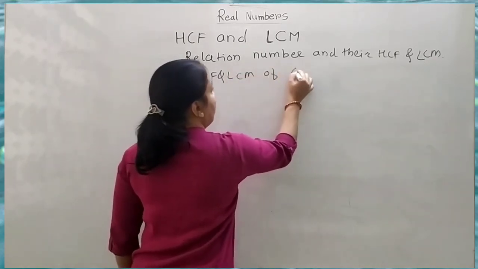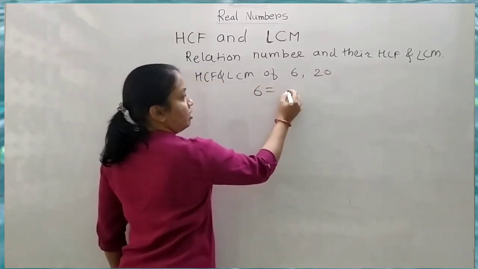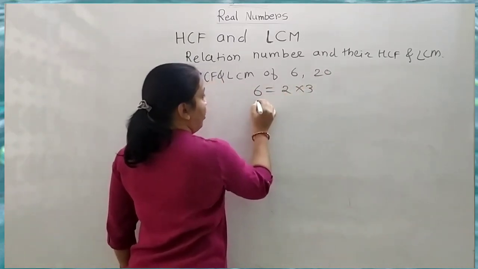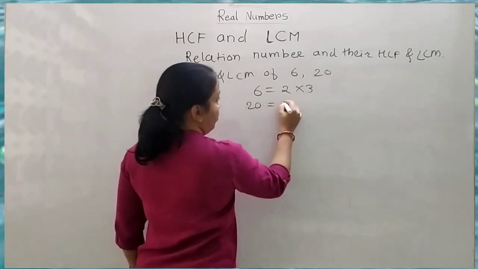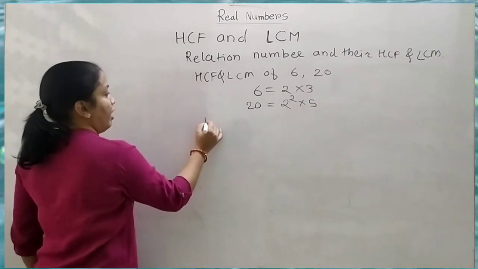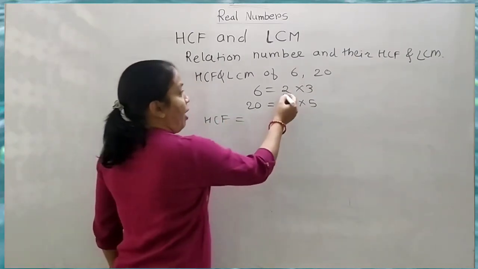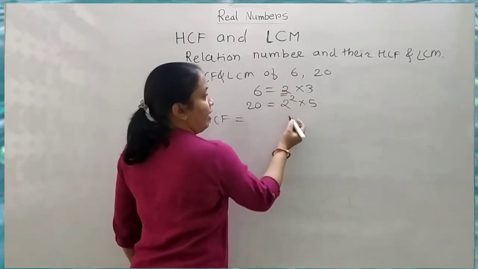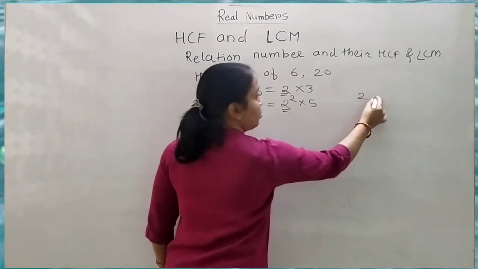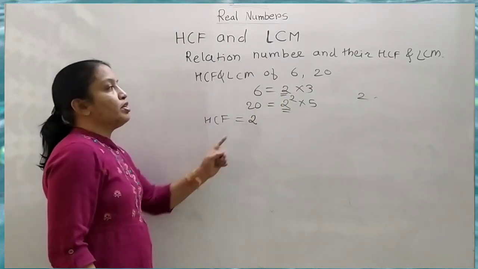of 6 and 20. For finding that, we can write 6 is equal to 2 into 3 and 20 is equal to 2 square into 5. Now what is the HCF? HCF is the lowest power of the common factor. Here the common factor is 2 only. So you have to observe 2. What is the lowest power? 2. Therefore HCF is 2.